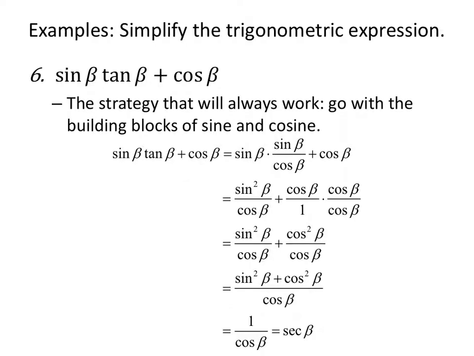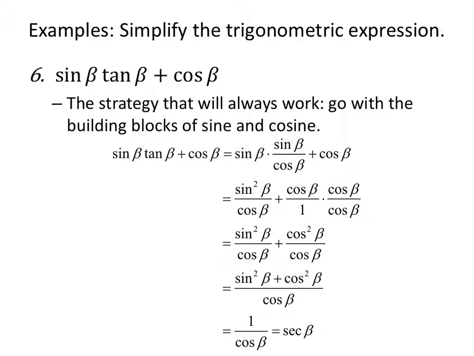And finally, this one, I give this example so many times, I don't know why. I think it's because it has a beta, and beta is always my favorite Greek letter to write. Strategy that will always work is go with the building blocks of sine and cosine. I do this differently, I believe, on the board in my lecture classes, and keep in mind with all of these examples, this is just one way.